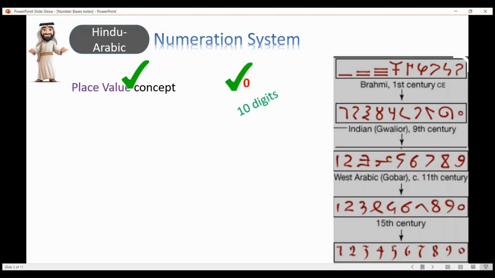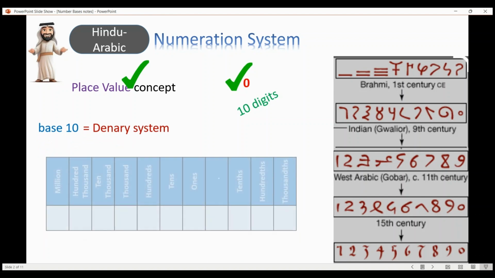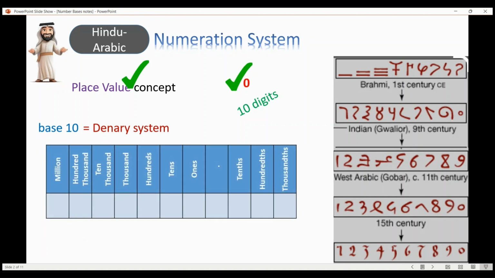That means that if it has a 0, then we're counting from 0 to 9, which is 10 digits. And we're well aware that we count in base 10, which is also known as the decimal ordinary system. Let's look at an example here that we're accustomed to. We have ones and we multiply by 10 to get tens, and we multiply by 10 to get hundreds, and so on and so forth.